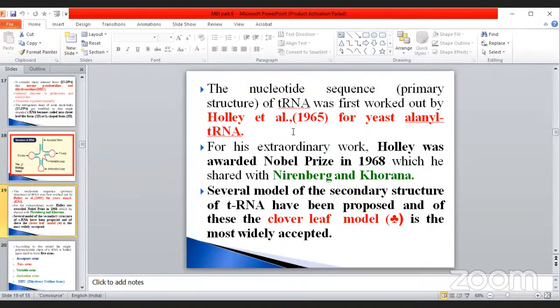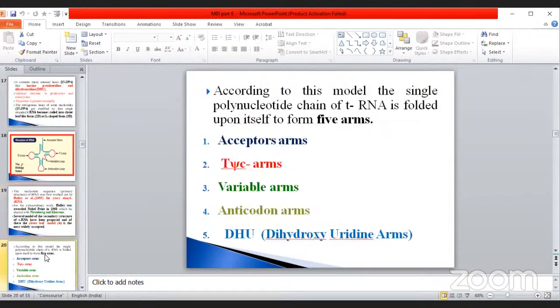tRNA was first discovered by Holley et al., 1965, for the yeast alanine tRNA. He got the Nobel Prize in 1968, along with Nirenberg and Khorana. This model is also called the Cloverleaf model. Already we know about these things also. Today we are going to discuss in depth. So what arms are there?